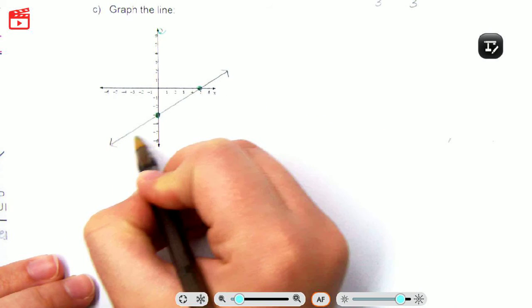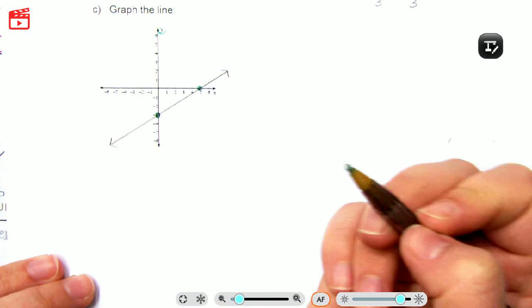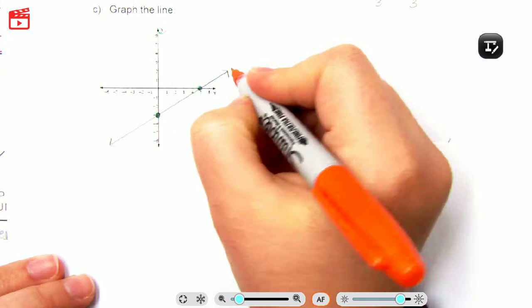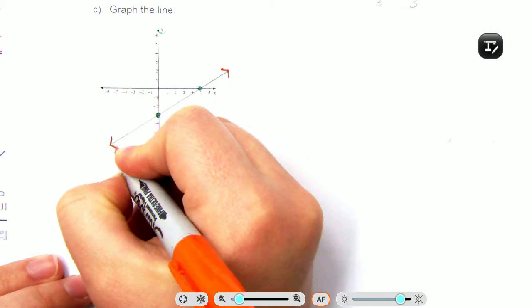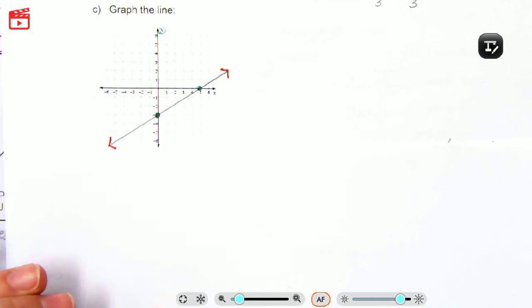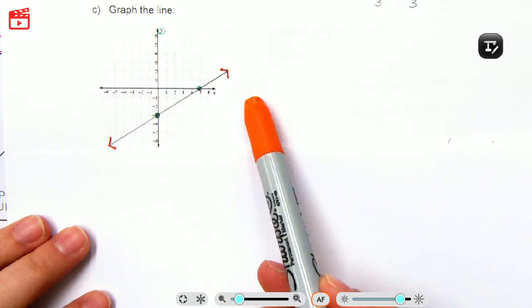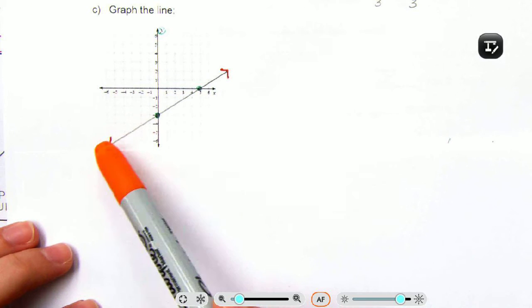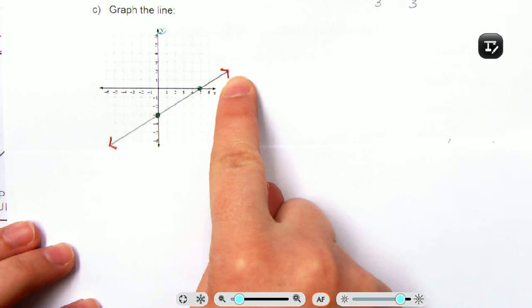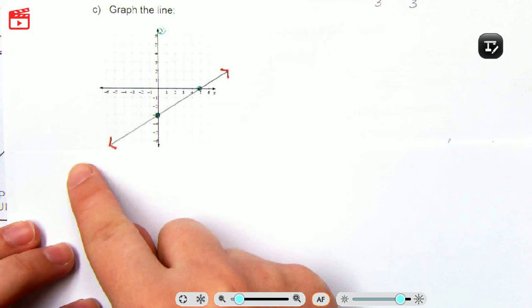Now I've already connected those 2 points with a ruler. Make sure, this is super duper important, that you put arrows. If you don't put arrows, you're going to be missing silly points, okay? Don't miss silly points. This is a continuous function. The domain is not given to you. It's a continuous function, so a line goes to infinity and beyond in both directions. Make sure you indicate the infinity and beyond by putting arrows on both.